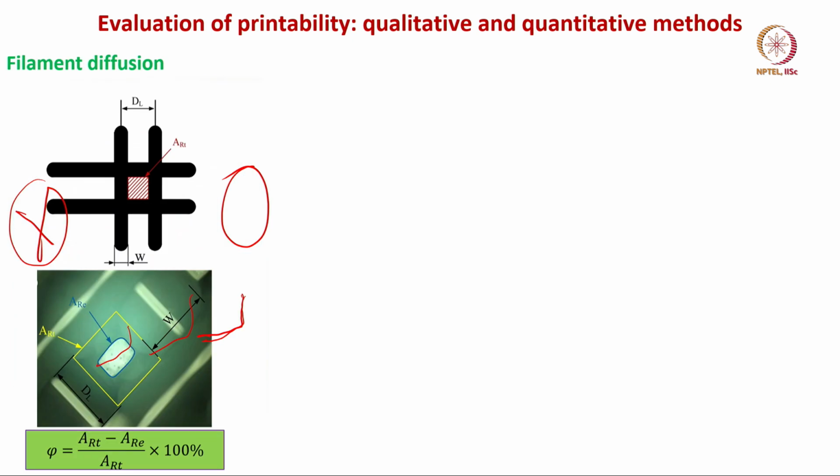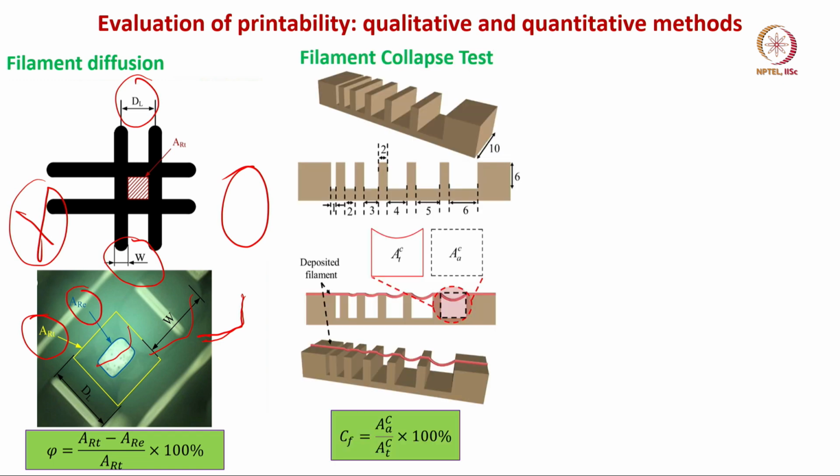You can also define the filament diffusion by considering the geometric parameters: dl, the infill pattern length, and the filament width w. If you consider the psi value here, psi is nothing but ART minus ARE divided by ART, into 100%, where ART is defined as the area, ARE is also defined, this is the smaller area, and then W is the width.